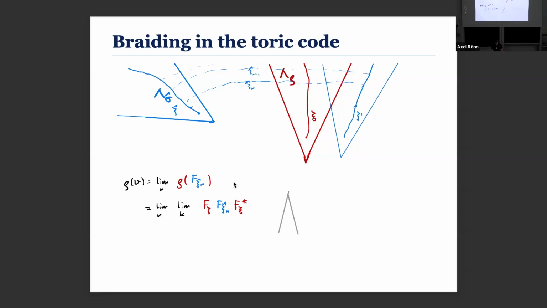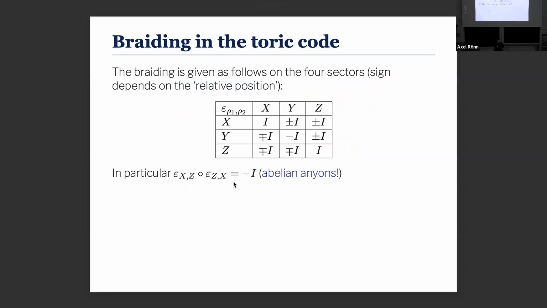Good. So what do we get then? In the toric code, these are the types for the particles. This is the braiding for these two things, and I always get plus or minus the identity. And the sign depends, so this plus or minus here depends on the relative position, to the right or to the left. But this is basically the table.